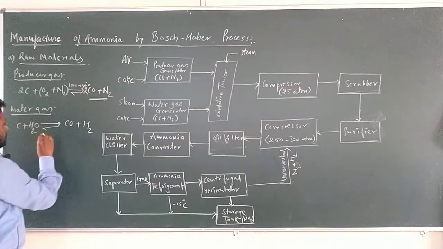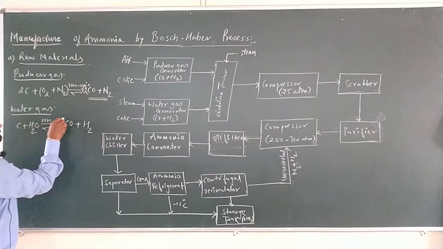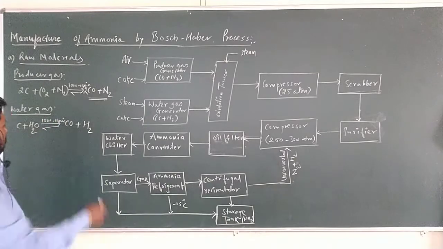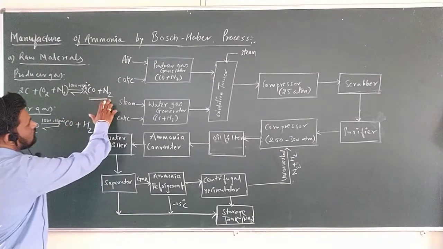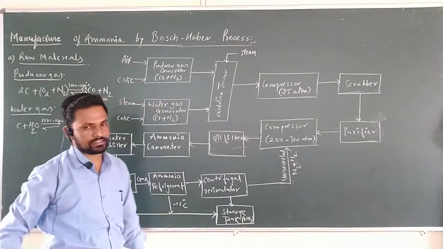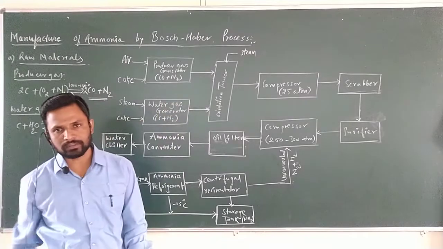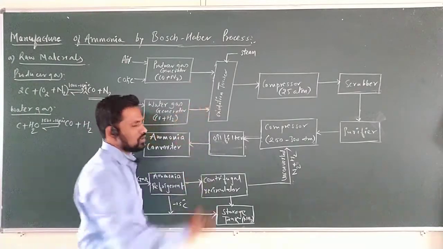Here the reactions take place at 1000 to 1400 degrees Celsius. With the temperature supplied, CO plus N2 is formed, which is nothing but the producer gas. Here CO plus H2 is formed, which is nothing but the water gas. Here both the raw materials are formed. Further, these formed raw materials are passed into the oxidation tower.